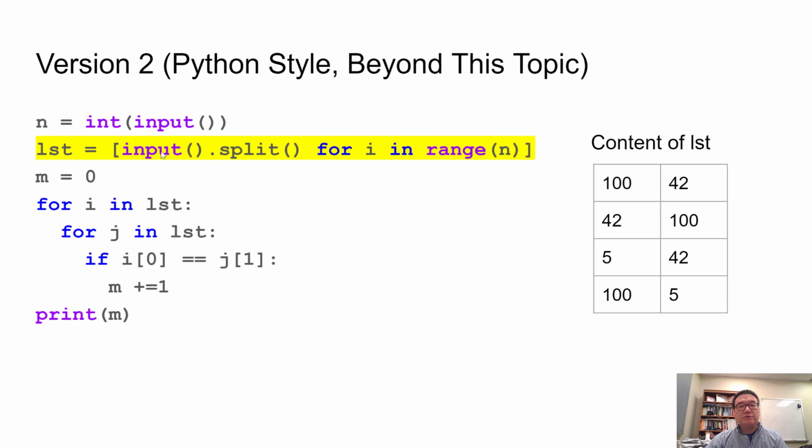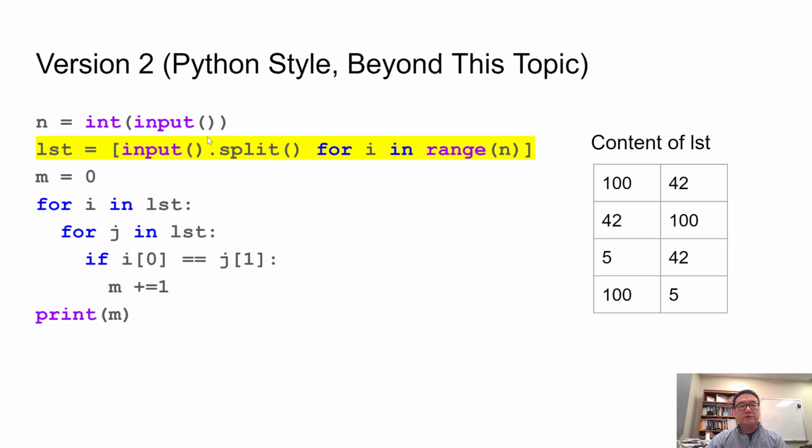And each time, what do we do? We read in a line and then we split, and this is assigned to the list variable, lst. So lst will be a list of lists. If there are 4 teams and these are their home and guest colors, then lst will store a list of 4 elements, and each of the 4 elements is a list of 2 elements. The first one is the home color, the second one is the guest color.